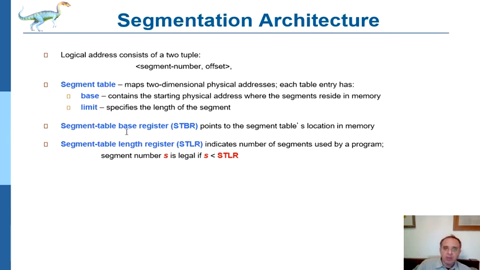But now we're going to have many of them, one for each segment for each process. The segment table base register points to the segment table itself. Now, the segment table is a piece of memory, so it also has to have a location in memory. So we'll have a special register which will point to the beginning of the segment table, because we're going to have to access it all the time, and we'll also have a length, and we'll check to make sure that we don't go beyond the end of that table. Okay.